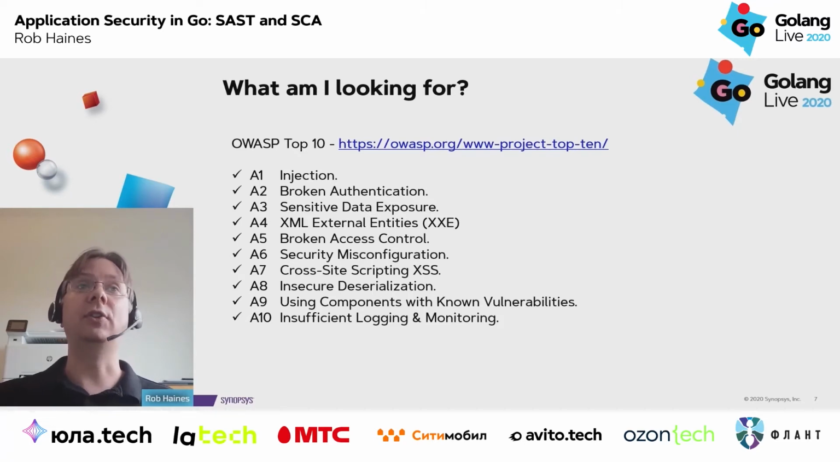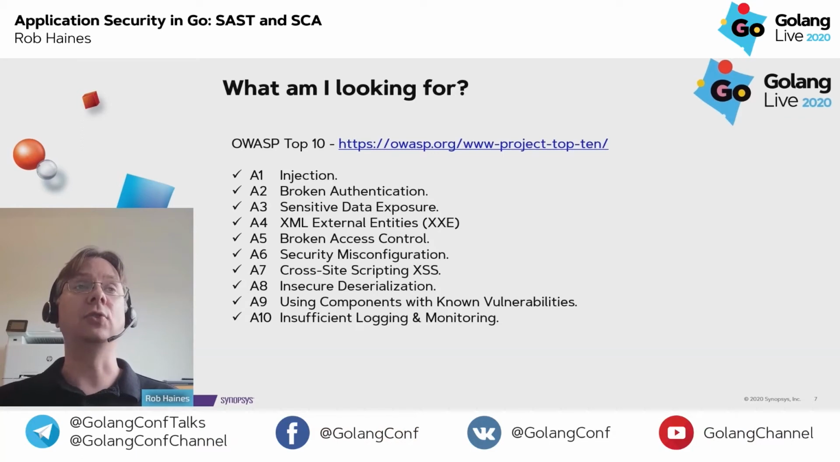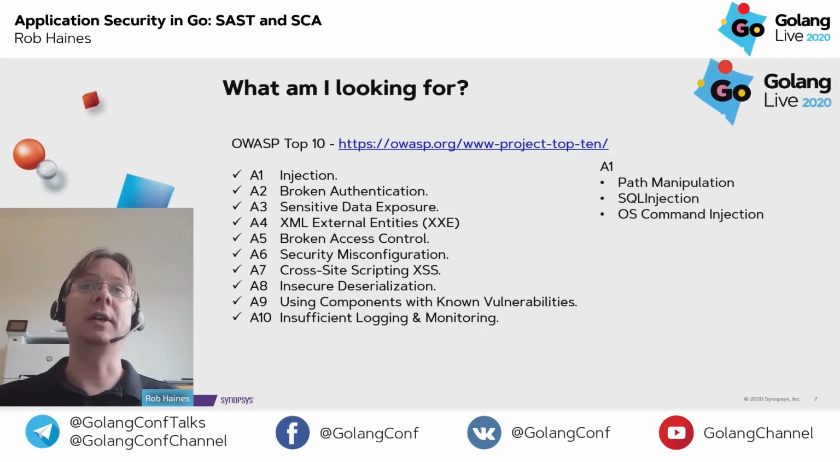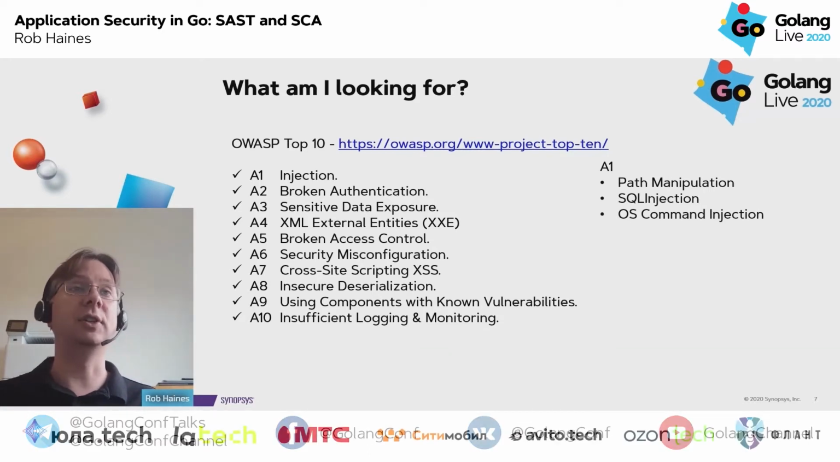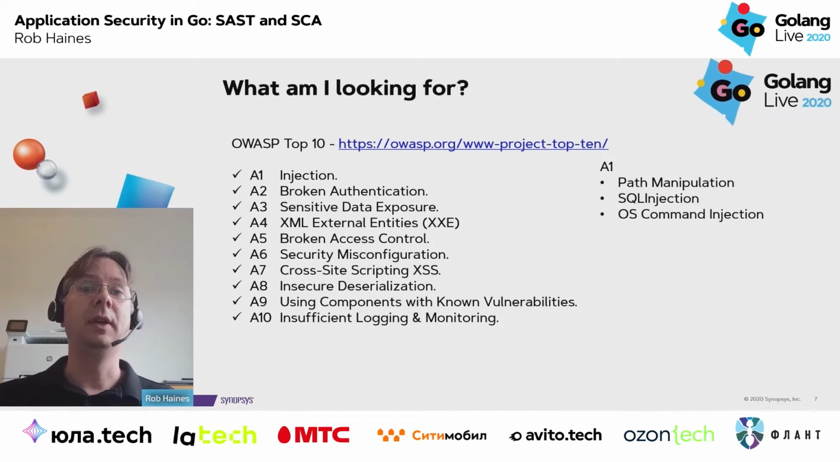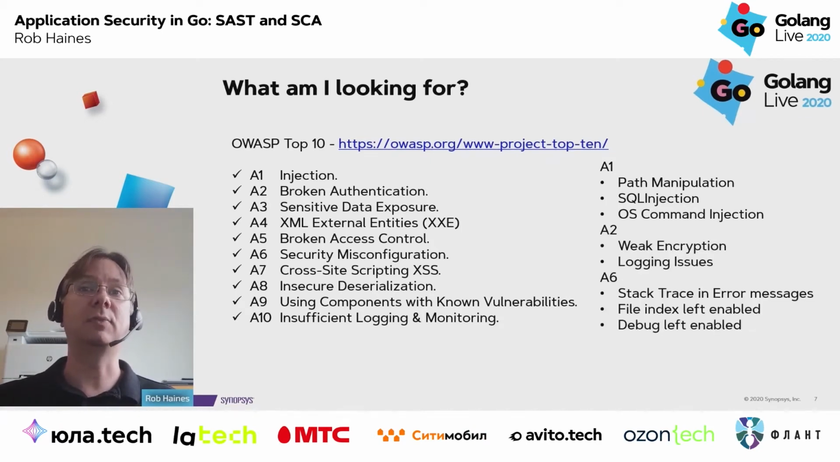Now, there are security issues outside of this, of course, but it gives you a good idea of the things to look for. This top 10 is really there to provide a checklist of sort of things that you should be looking for when it comes to application security. And a lot of these you'll probably already come across. So for example, in the A1 section, we have things like path manipulation, SQL injection, OS command injection. In the A2, so things like weak encryption. And then in A6, we have things like stack traces and error messages.